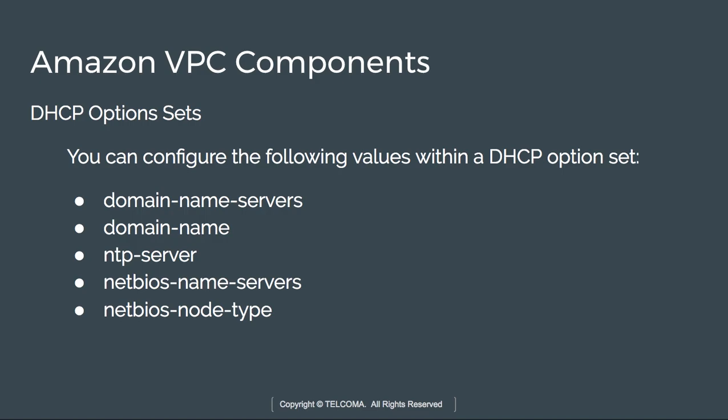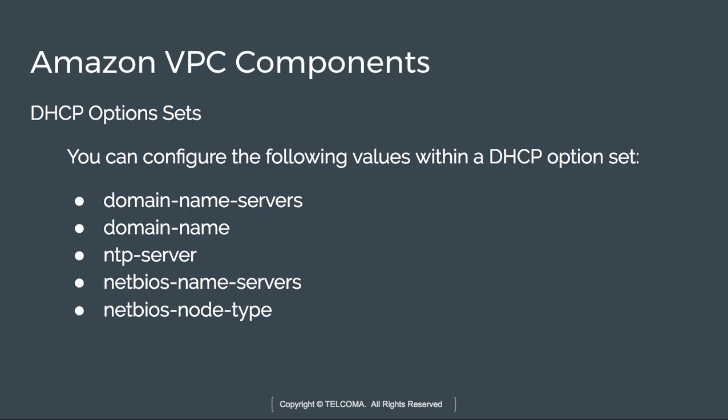Next, we have NTP servers, the IP addresses of up to 4 network time protocol servers. NTP stands for network time protocol. So in NTP, we require to specify the IP addresses of up to 4 NTP servers, which are again separated by commas. In NetBIOS name servers, we require IP addresses of up to 4 NetBIOS name servers, again separated by commas. And NetBIOS node type is a set value which is equivalent to 2. So we require to set this value to 2.